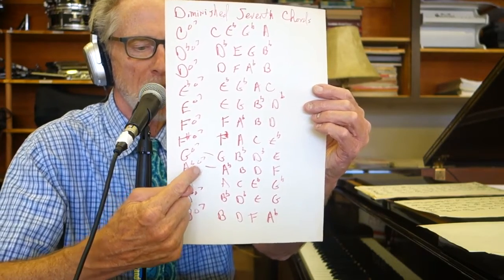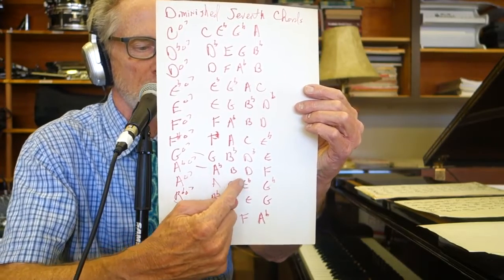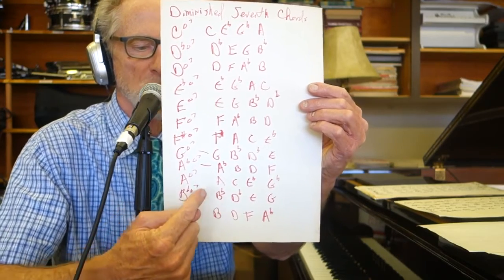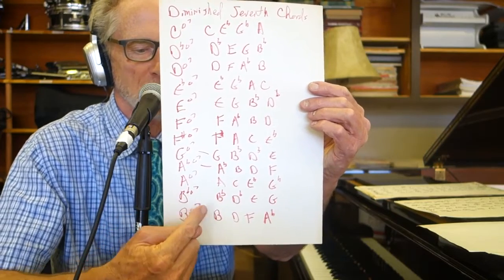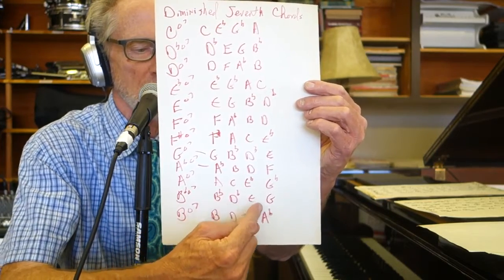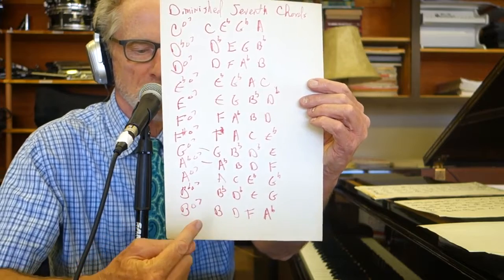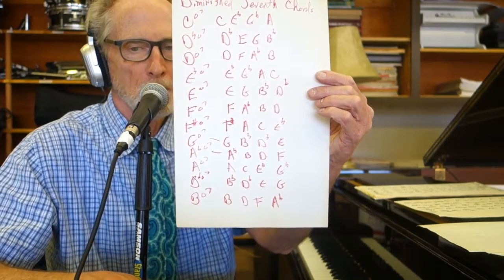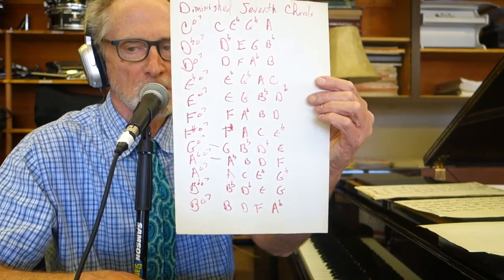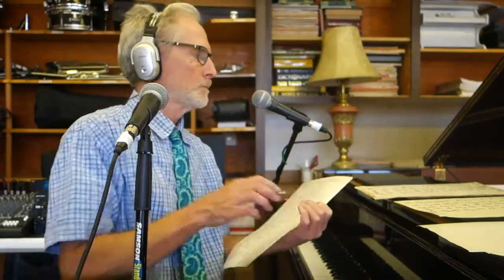All right. A flat diminished 7th. A flat, B, D, F. A diminished 7th. A, C, E flat, G flat. B flat diminished 7th, B flat, D flat, E, G. B diminished 7th, B, D, F, A flat. Okay. Copy it down, and let's get to the piano. Here we go. Alrighty then, ladies and gentlemen.